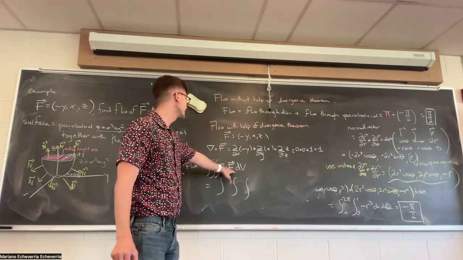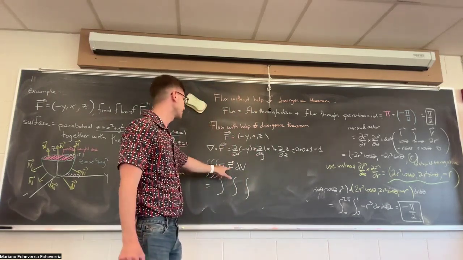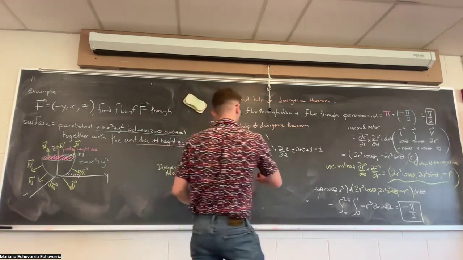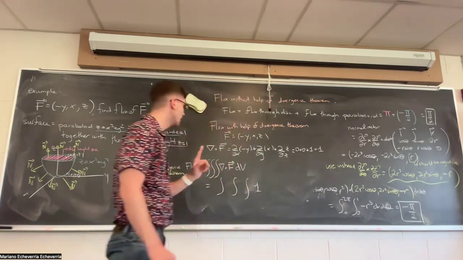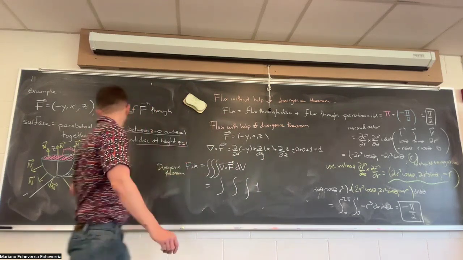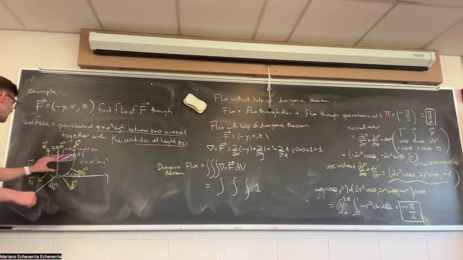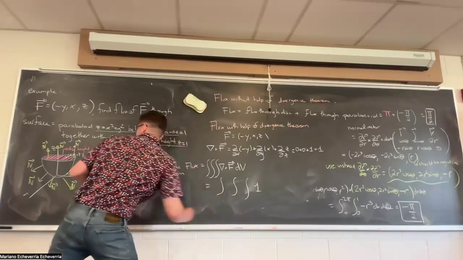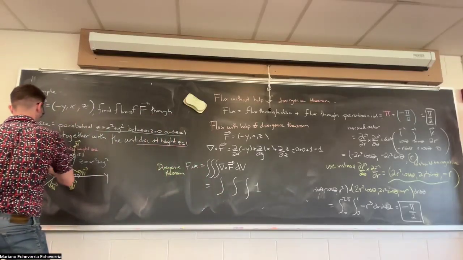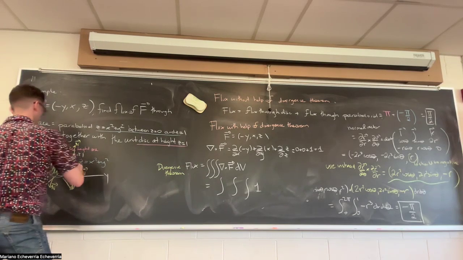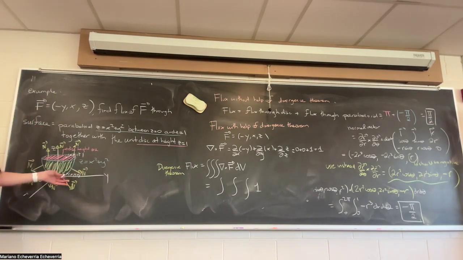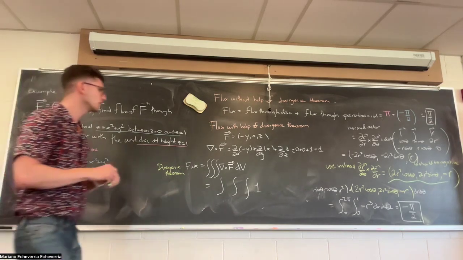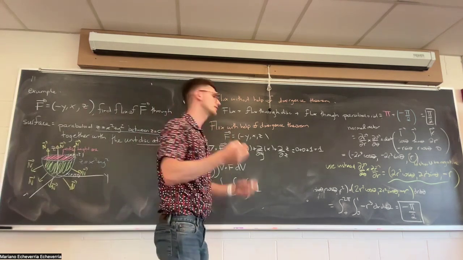But for this particular f, the divergence just happens to be 1. So you're going to integrate 1. How could we do the integral? You have to do it over the region that is enclosed by the surface. So over this region, cylindrical coordinates make sense. What is the volume element in cylindrical? r dz dr d theta.